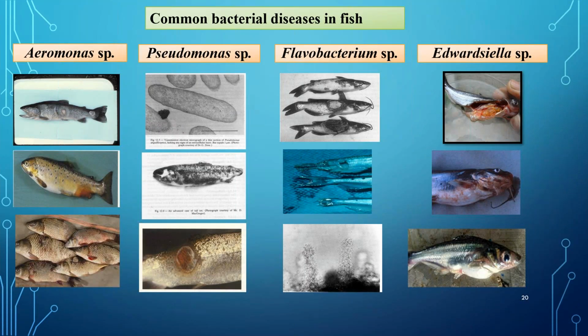So now focusing on the common bacterial diseases: Aeromonas, Pseudomonas, Flavobacterium, and Edwardsiella. These four bacterial strains, I'm not specifying these are the only strains, are very common and very rampant in creating devastating and extensive bacterial diseases or pandemics in the aquaculture system.